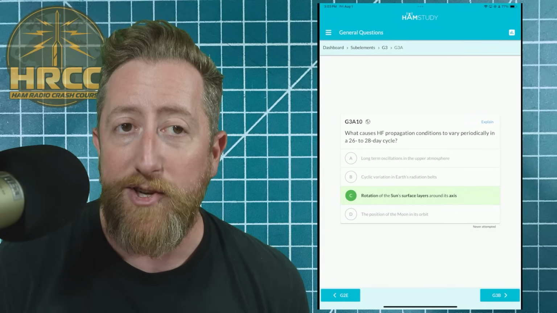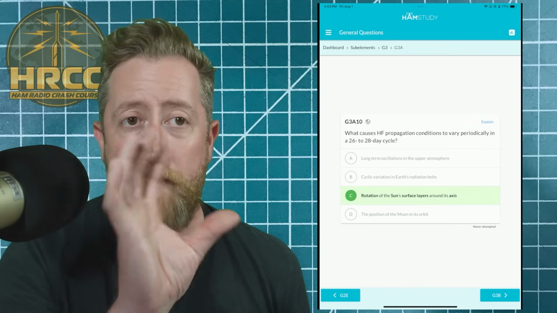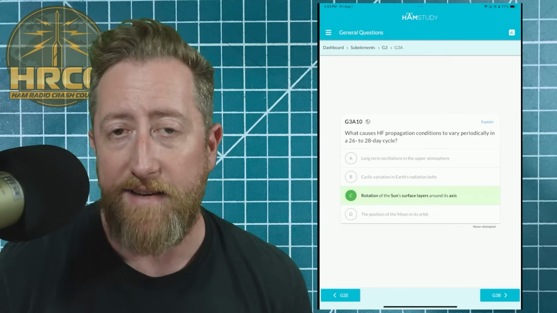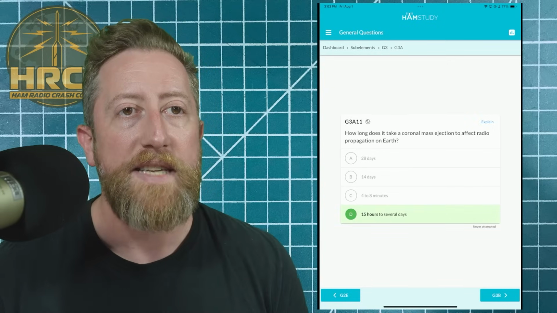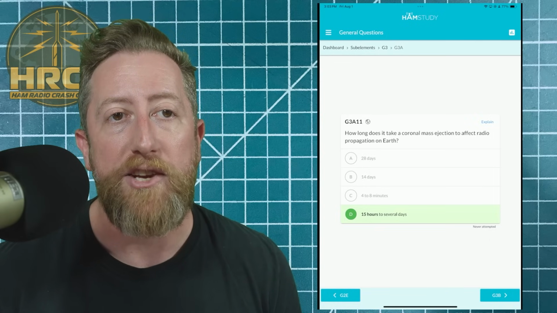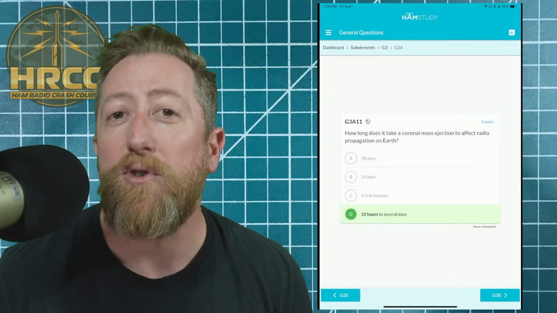And it is the rotation of the sun's surface layers around its axis. Sunspots will come back around in a 26 to 28 day cycle, and that can change the effect among many other things. How long does it take a coronal mass ejection to affect radio propagation on Earth? And the answer is 15 hours to several days.